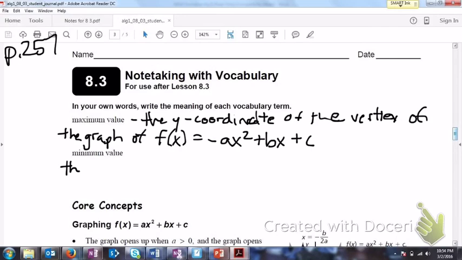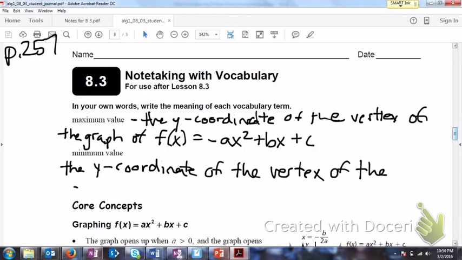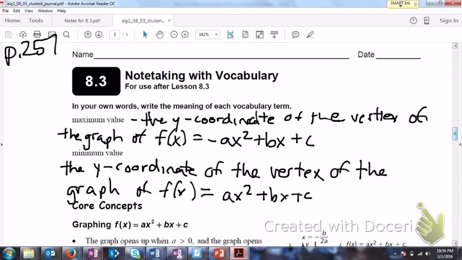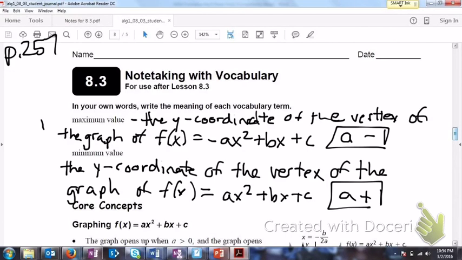So then when we have a minimum value, that's the y coordinate of the vertex of the graph of f of x equals a positive ax squared plus bx plus c. You'll notice that when it's a maximum, a is negative, and when it's a minimum, a is positive. When a is negative, the graph opens down, and the y value at the vertex is the max. When a is positive, it opens up, and we have a vertex at the bottom, which means we have a minimum value. So those are our two definitions.